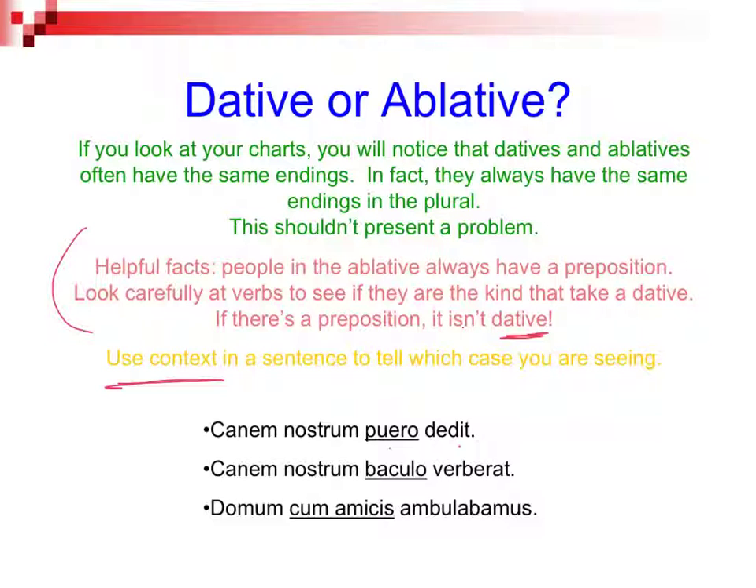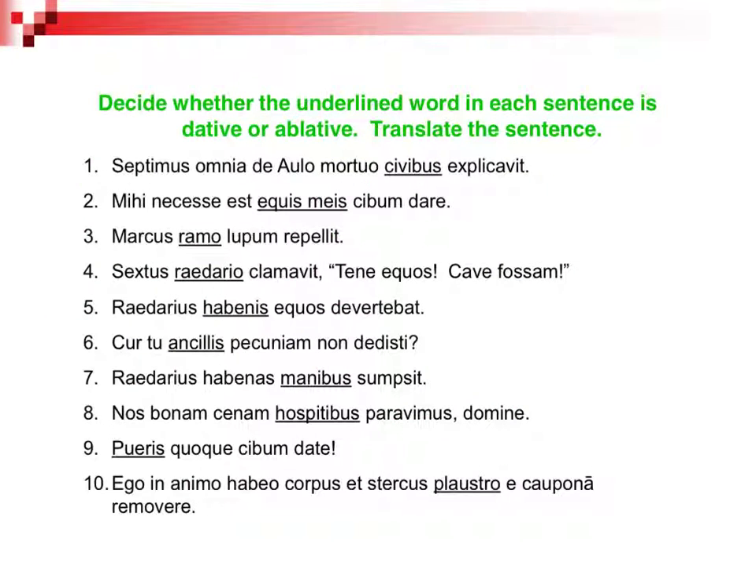He gave to the boy our dog. He beat our dog with a stick. This is ablative of means, where this is indirect object, puero. Ambulabamus, we were walking home. Cum, that's a preposition, so only prepositions take an ablative, not a dative. With friends. That's ablative of accompaniment. Alright, Crispus says, pause this video and try to determine whether the underlined word in each sentence is a dative or an ablative, and then translate the sentences.